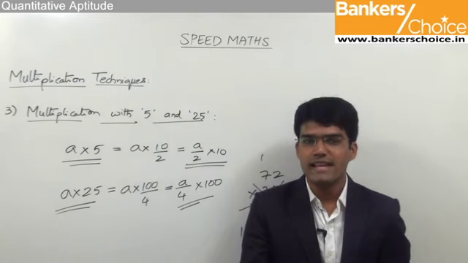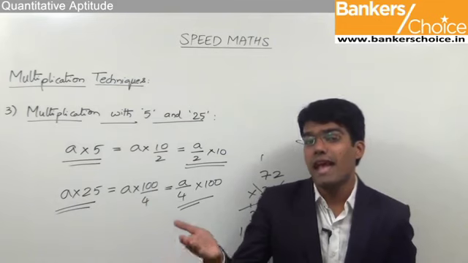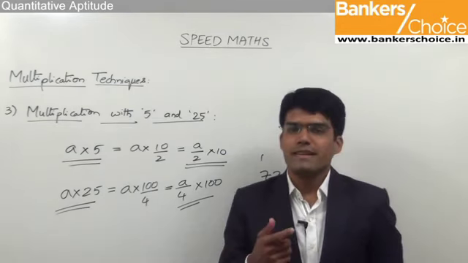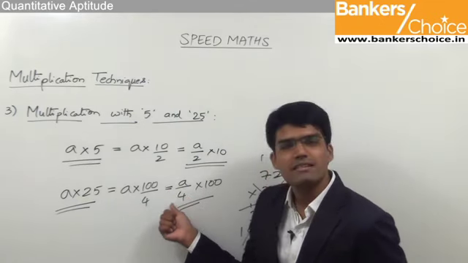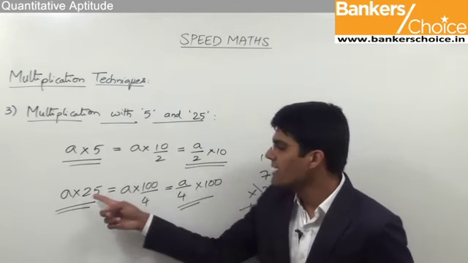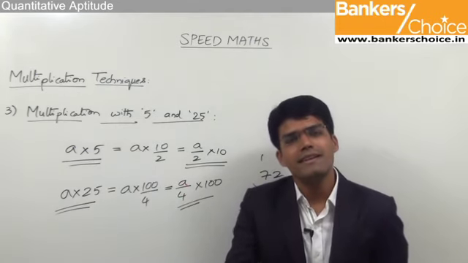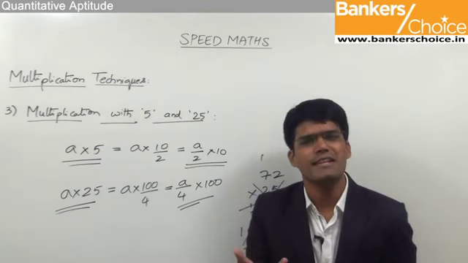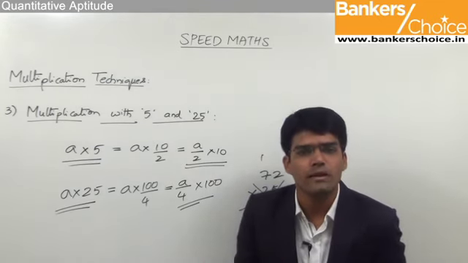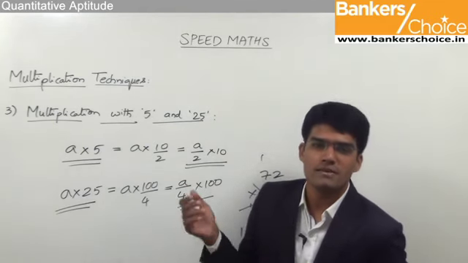Let us now take a few examples to understand how to multiply numbers with 25 which are actually not divisible by 4. For example, 26 into 25. You know that it is 26 by 4 into 100. Why? Because 25 is 100 by 4. So 26 into 25 is 26 by 4 into 100. Now what is 26 by 4? 26 by 4 is like 13 by 2. 13 by 2 is 6.5. 6.5 into 100 should be 650.